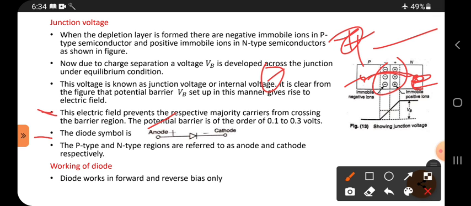The potential barrier is of the order of 0.1 volts to 0.3 volts. So here, how much voltage develops? 0.1 to 0.3 volts.